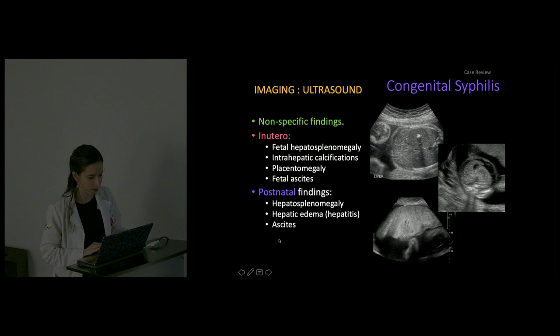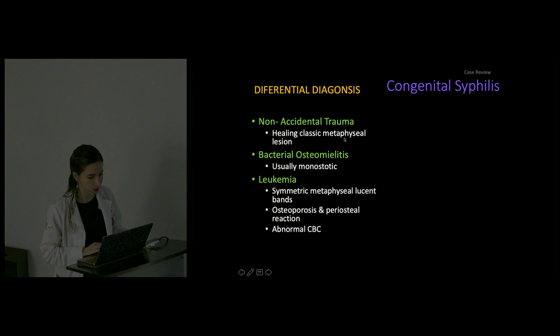The differential diagnosis we should include is non-accidental trauma, because the healing classical metaphyseal lesion looks alike with the lucent metaphyseal bands we see in congenital syphilis. Bacterial osteomyelitis should also not be forgotten, although these are usually monostotic. And in leukemia, we can also see symmetric metaphyseal lucent bands, osteoporosis and periosteal reaction, but the clinical onset will be different, with an abnormal blood count.